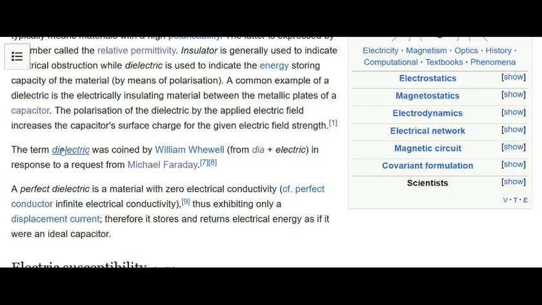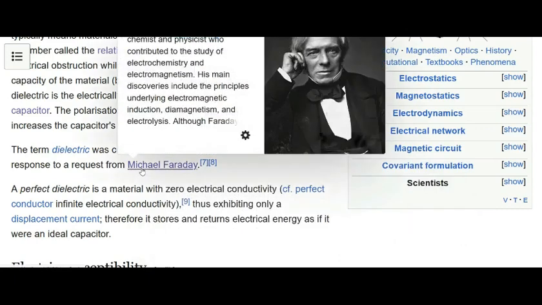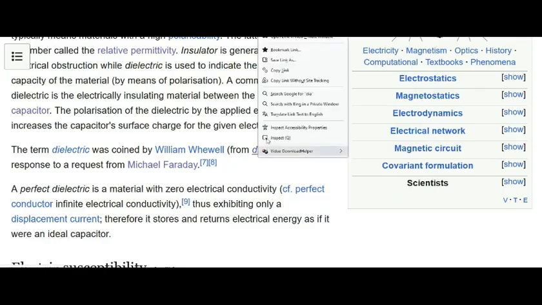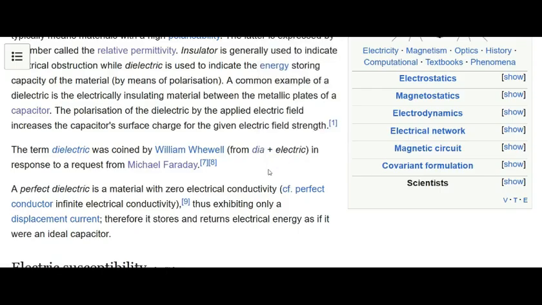And so the name for that dielectric came from this gentleman, by a request from this gentleman. And so much always seems to go back to Faraday, doesn't it? And it's dia, which is a Greek term meaning, I think, across. I looked at it before, something like across or through. So like a cross electric, because you have the two plates and then you have this material that the electric field is going across.